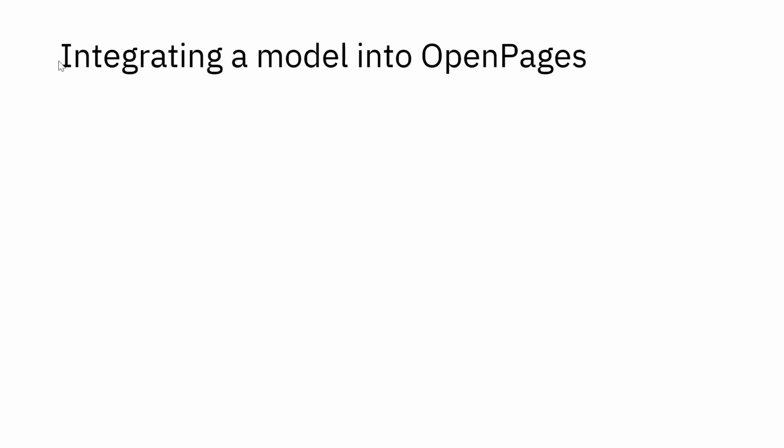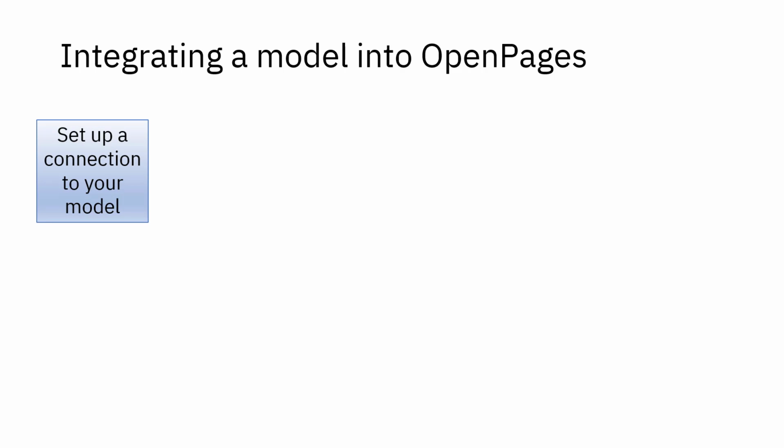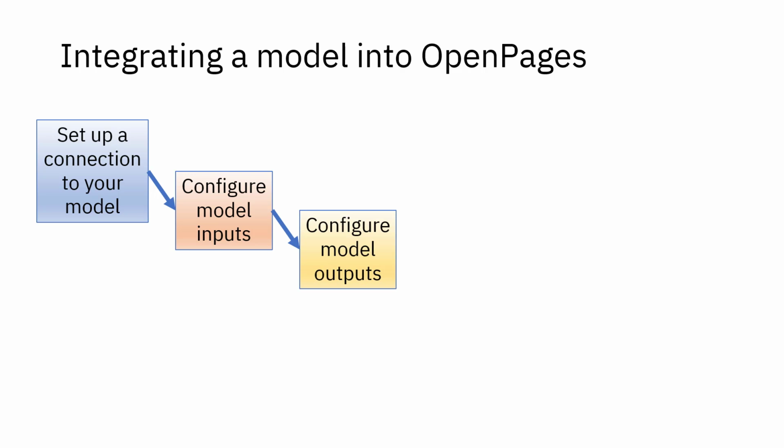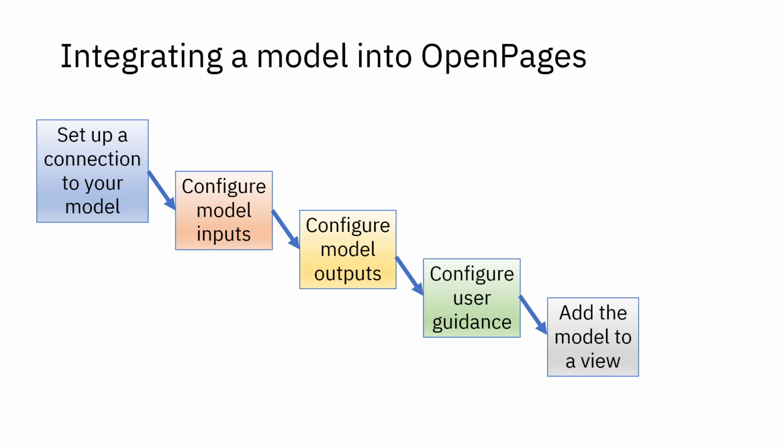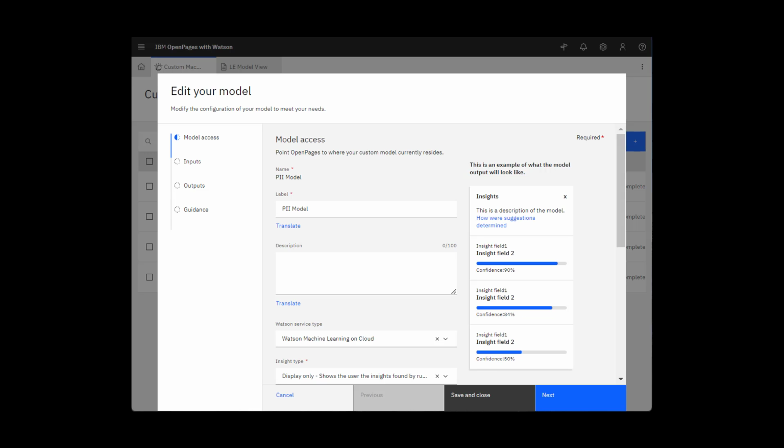This is the process of integrating a model into OpenPages. First, you set up a connection to your model. Then you configure model inputs. You configure model outputs. You configure the user guidance. That is what will appear in the interface for the user. You add the model to a view, and then you test the model. Let's take a look at model integration in OpenPages.